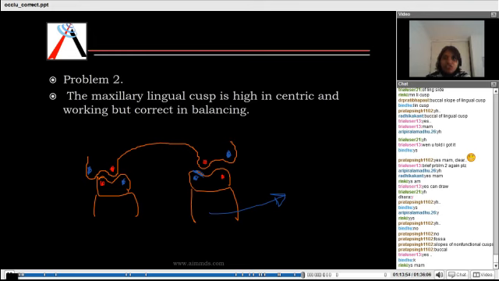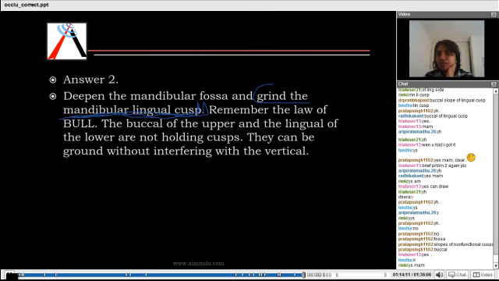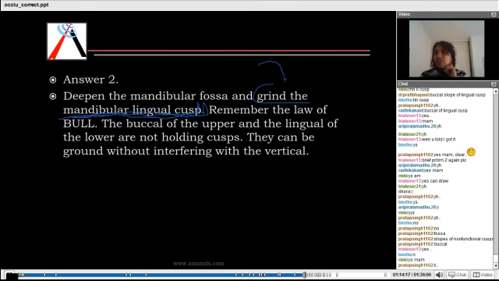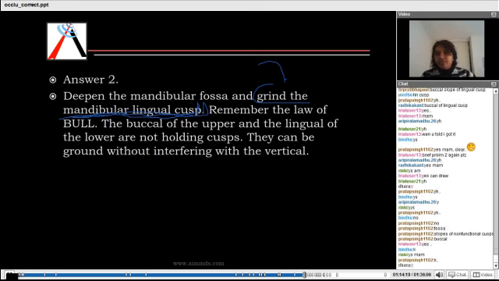Actually, it is high in centric also. I didn't read the question properly. The main thing is here. It is high in centric, so we have to grind the fossa also, and it is high in working also, right? So grind the fossa and the mandibular lingual cusp. Okay? Hopefully you're clear with that. All of you?